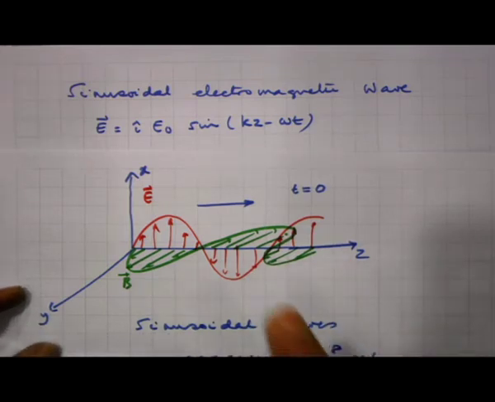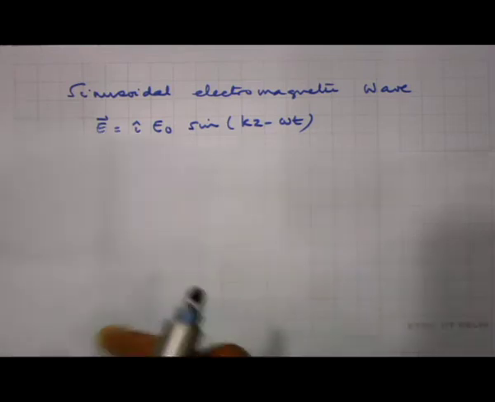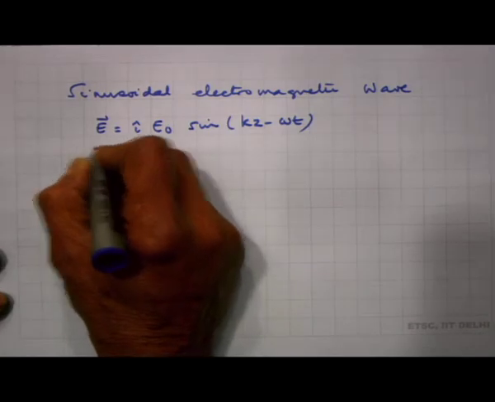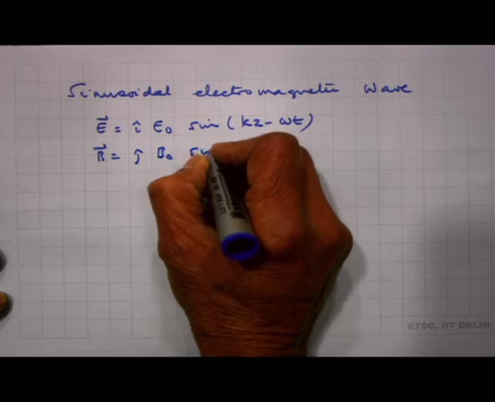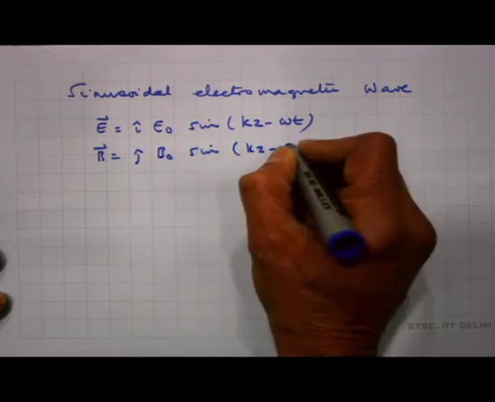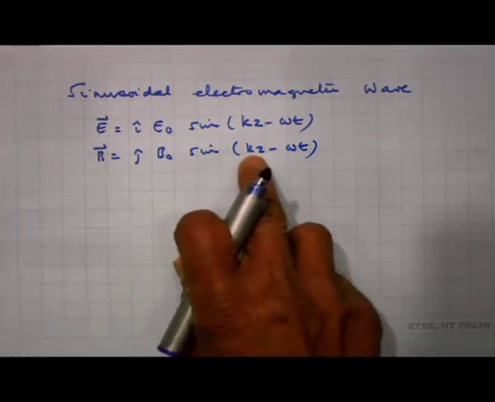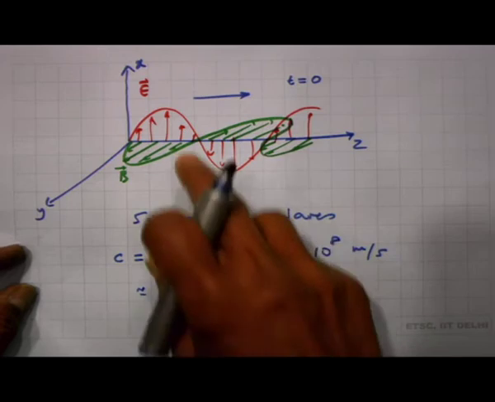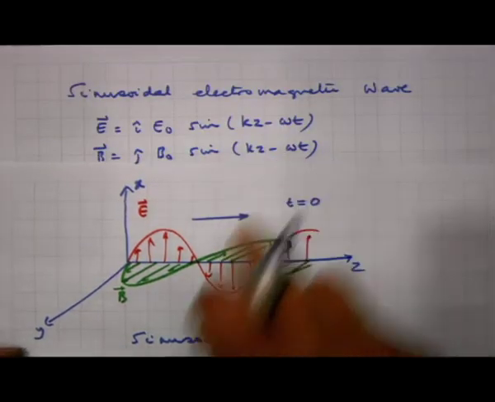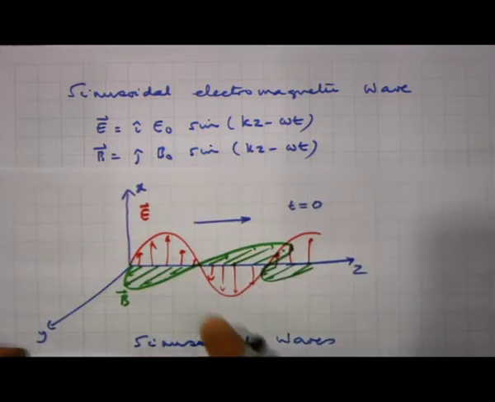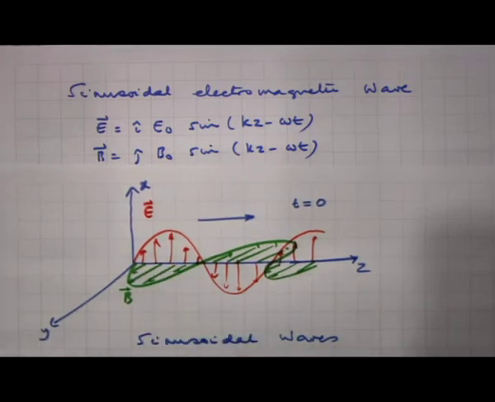So, this is the electric field and the corresponding magnetic field as I have drawn here is along the y direction. So, B is equal to j cap, some magnitude B naught sin(kz minus omega t). As you can see here, I am using the same sine function as the electric field, and that is because electric and magnetic fields are in phase. Both of them are represented by the same sine function, sin(kz minus omega t), and their magnitudes are E naught and B naught, and the directions are i cap and j cap.